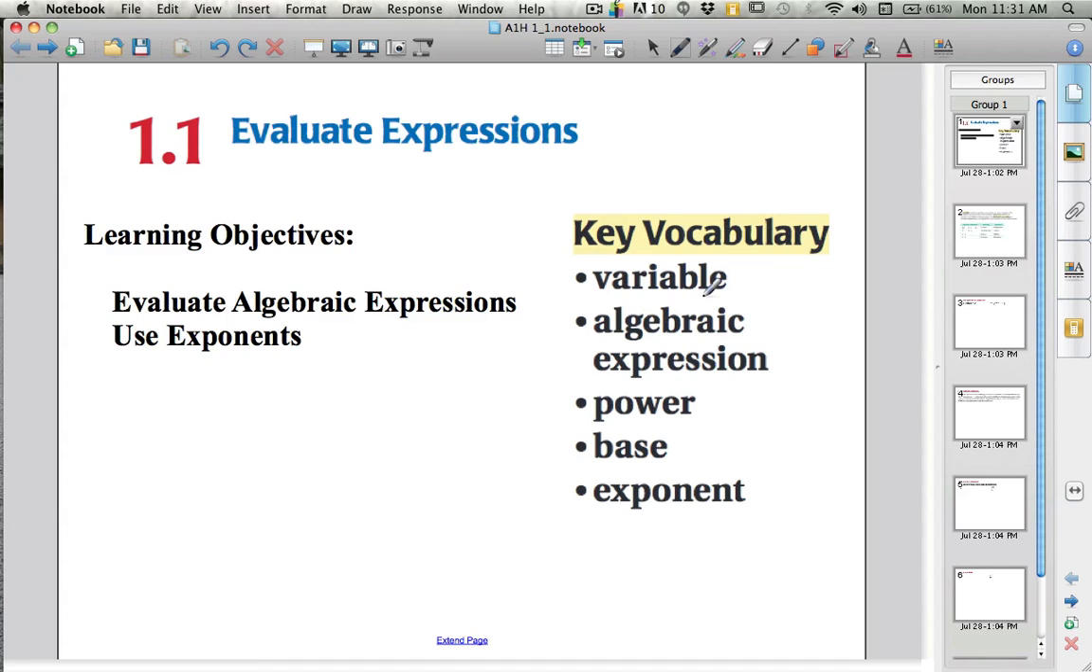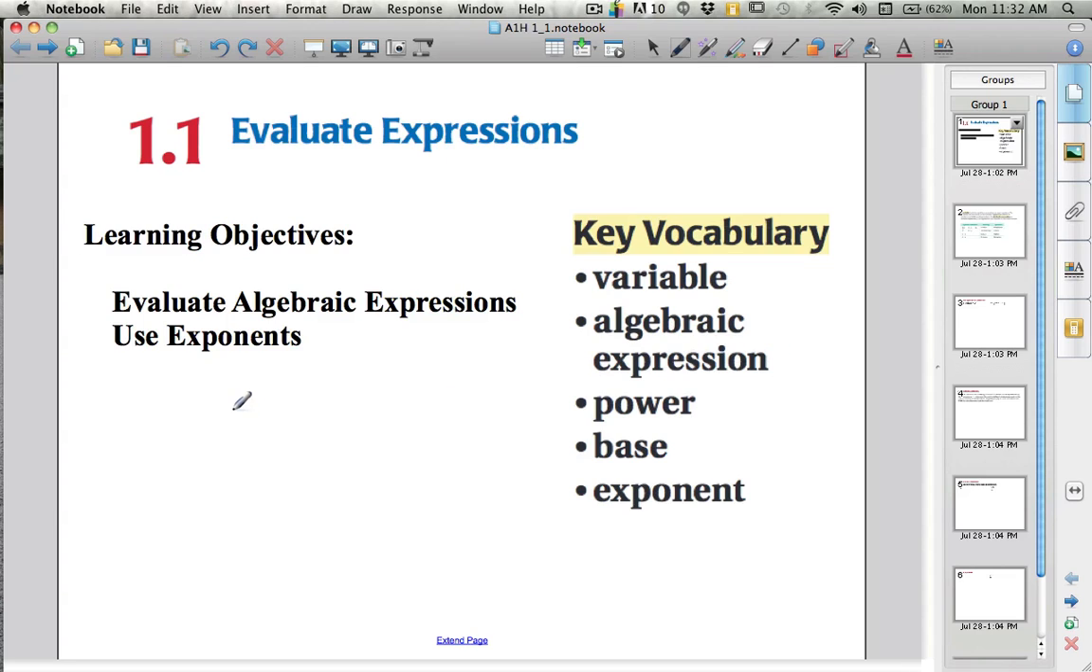place of an unknown value. And the reason it's called a variable is because the value may vary. So it can be of different values depending on what it is we're trying to do. And an algebraic expression is a collection of numbers, letters, operation signs that represent a situation. That's what an algebraic expression is. Now, it's not an equation because it would not have an equal sign.